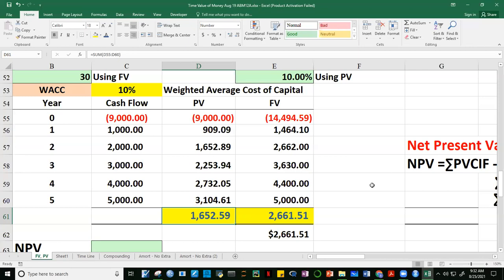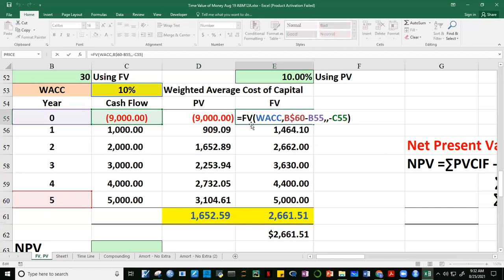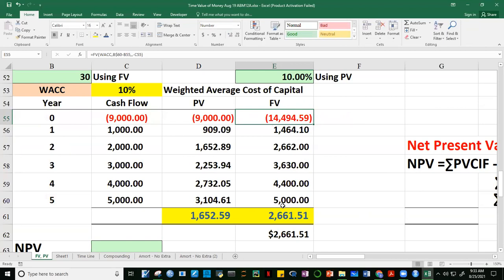Then similarly, guys, we can compute for the future value. So same formula, we just use the future value. And to be consistent with the sign of the cash flow, we put the negative inside. Then the number of periods will be variable, so it will depend on the difference from year 5. So this is 5 minus 0. When we copy this down, it will become 5 minus 1, which is correct because the next period will only be 4 years from year 5. Okay, so that's what we did here.